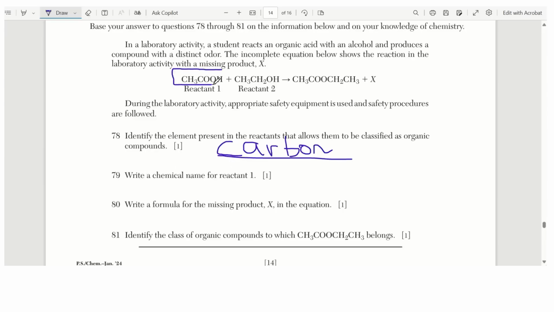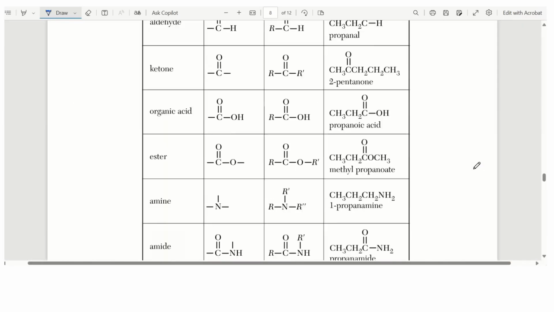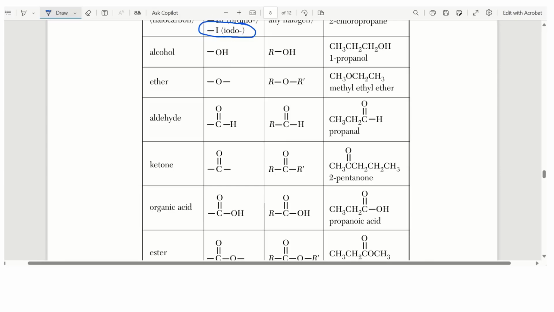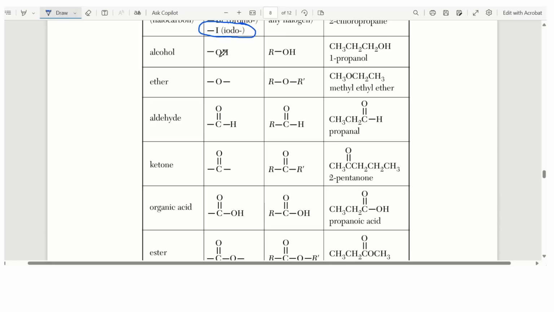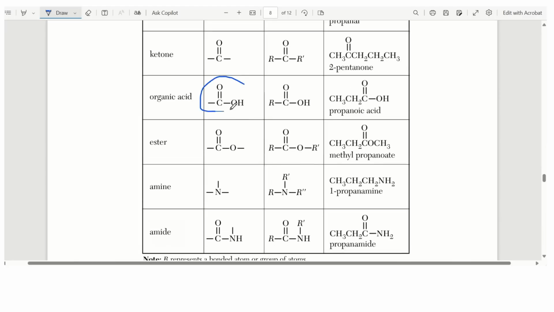So here's reactant 1. Where do I find help with naming this? I got to go to table. So go to table R. And now if you see, I'm looking for something that ends with COOH. So this just ends with OH. No, this is COH. Aha, look at this.